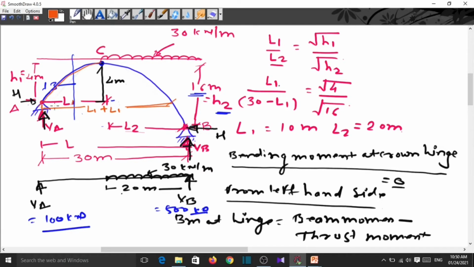So this is L1. For this we are taking from the left side here. This support is 4 meters from the left support, so again apply here from the 4 meters. So this is called the span. This is L1 plus L1, that is twice L1.